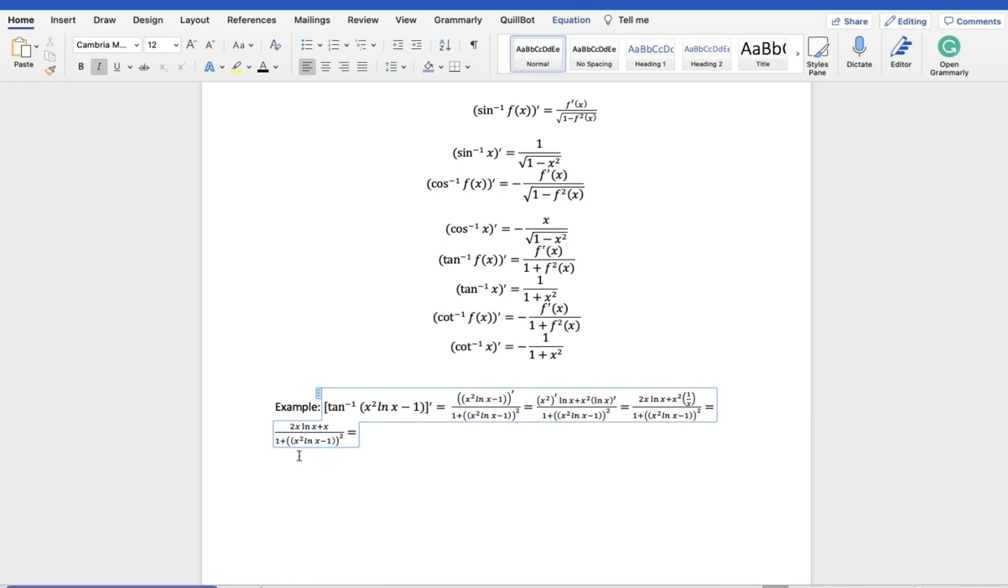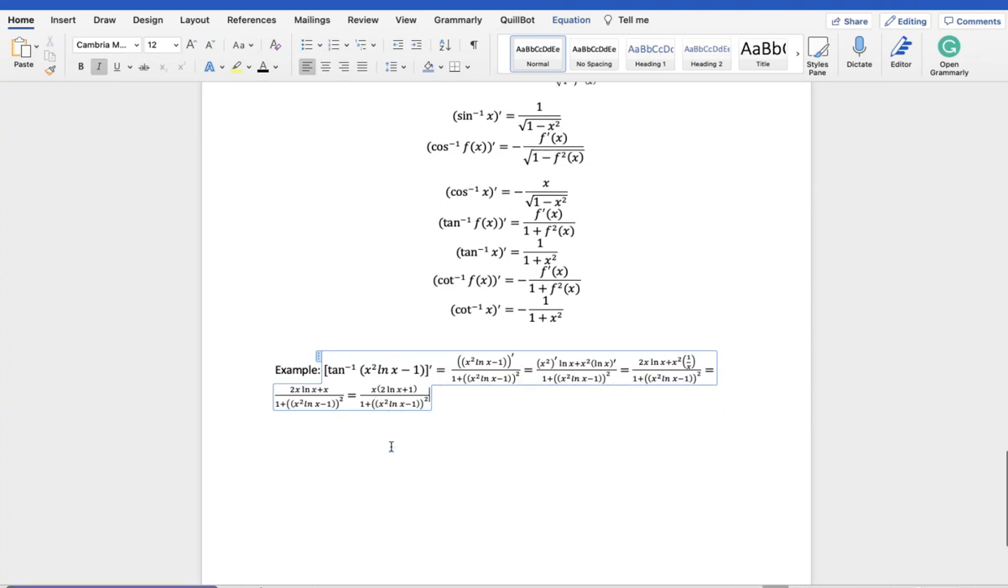Now, in the numerator, you can also take x out as a common factor. So if you take x out as a common factor, you're left with 2 ln x plus 1 divided by 1 plus (x squared ln x minus 1) all squared. And that should be your final answer.